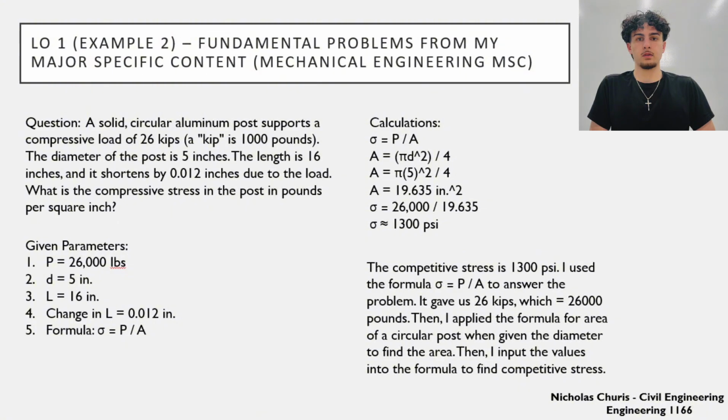And then the area of a circular post is pi times diameter squared divided by 4, and they give us a diameter, so I plug that in to get the area of 19.635 inches squared. And then the formula for compressive stress is pounds divided by area, and I plug those in to get a final answer of 1,300 pounds per square inch.